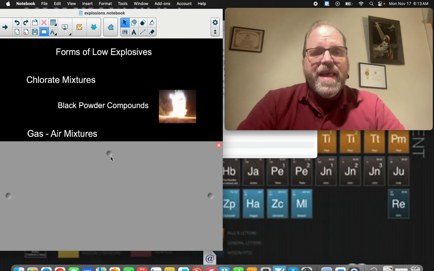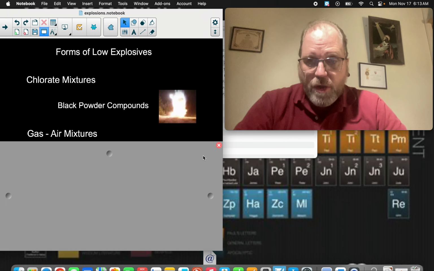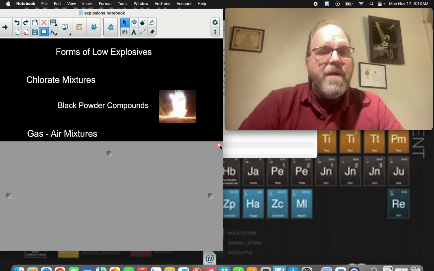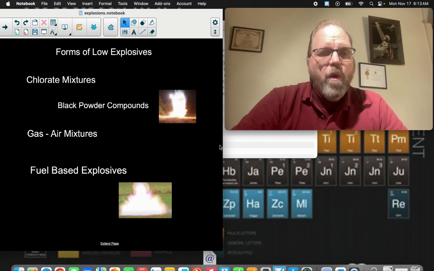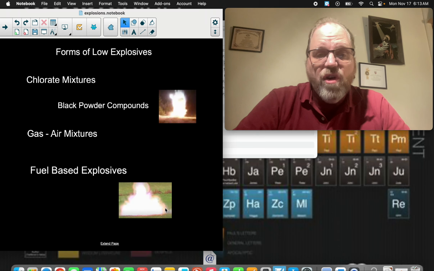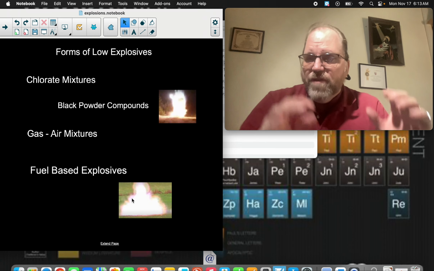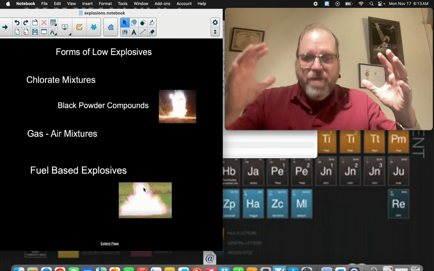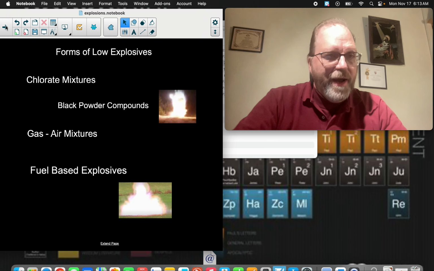The second is a gas-air mixture. So gasoline, other volatile liquids, compressed and contained. A fuel-based explosive, and you can see, first of all, a shock wave being generated, it's a little more forceful, and that is a result of the gases that are being produced, the vapors being lit on fire.